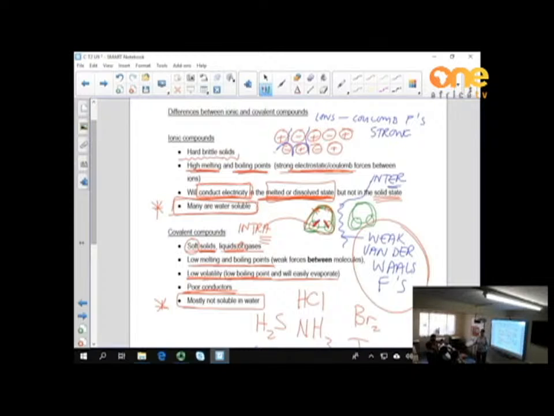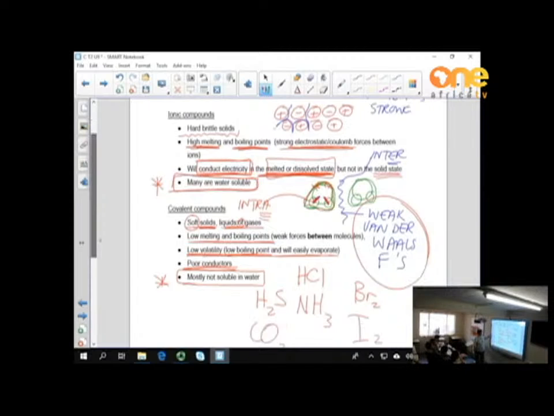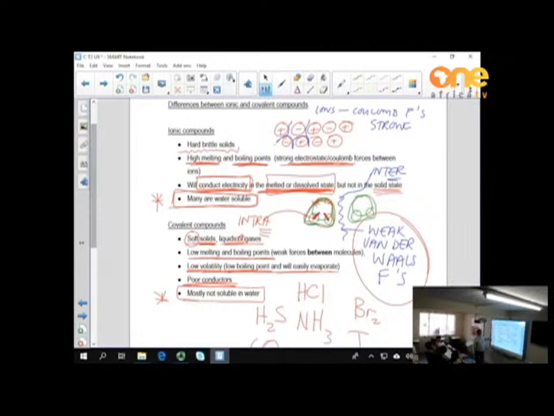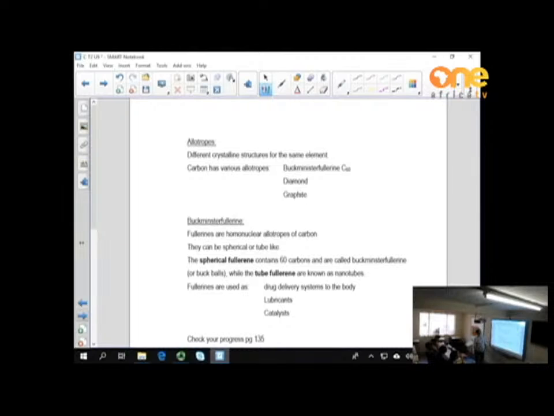For example, if I add water to petrol, will they dissolve? No. But if I add sugar to water, will it dissolve? Yes. You understand? Okay, so there are many exceptions, but just as a general rule, like dissolves like. Okay, so those then are the properties of ionic compounds and covalent compounds, just very general properties.